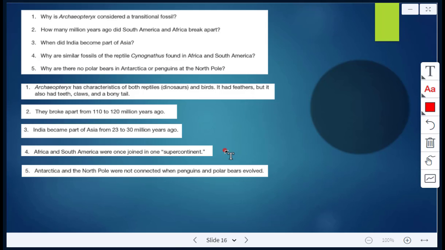Why are fossils of the reptile Cynognathus found in Africa and South America? Africa and South America were once joined together in that supercontinent. And then lastly, why are there no polar bears in Antarctica or penguins at the North Pole? Because Antarctica and the North Pole were not connected when penguins and polar bears evolved.